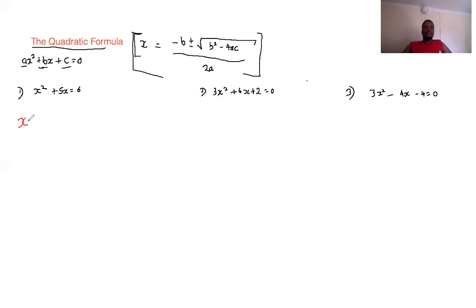Now before I write the formula, check here. This one is not written in this form. So your first step is to make sure that it is written in this form. That means you take the 6 to this side, and it becomes minus 6. So you have x squared plus 5x minus 6 is equal to 0. Your first step is to ensure that your question is in the form of a quadratic equation. All right. Then the second step is to write the formula.